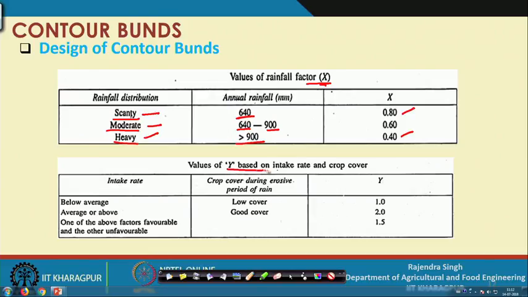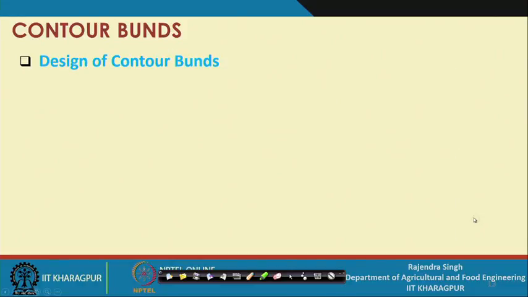Then similarly, values of Y, which are based on intake rate and crop cover: if the intake rate is below average and cover condition is low, then the value of Y is 1. If the intake rate is average or above, and cover condition is good, the value is 2. If one of the above factors is favorable and the other unfavorable, that means below average but good cover, or average or above but low cover, then we take a value of 1.5. So, depending upon the rainfall conditions and based on the soil and cover conditions, we can take X and Y values from here, and then use the Cox formula for calculating the vertical interval. As I said, this is one of the quite popular formulas which are used.